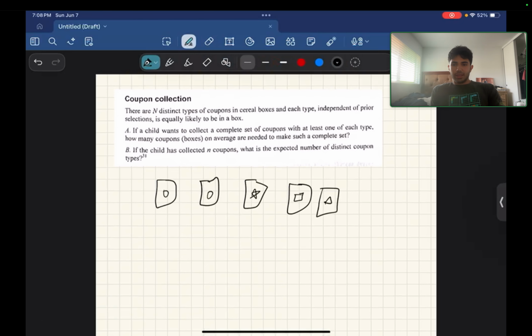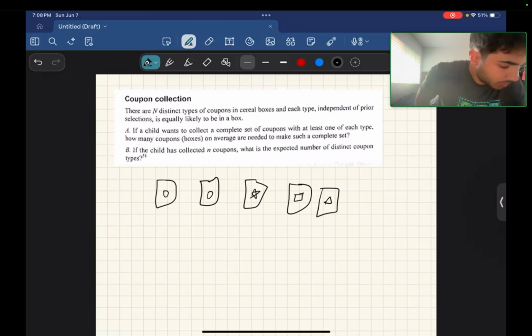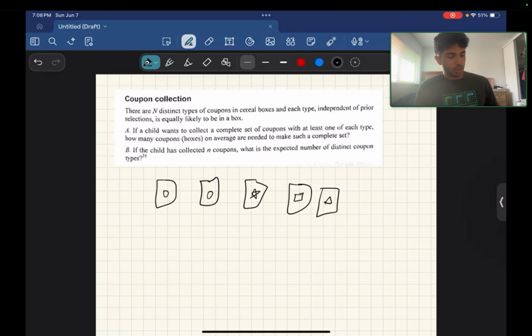Part A asks if a child wants to collect a complete set of coupons with at least one of each type, how many coupons or boxes on average are needed to make such a complete set? So saying how many boxes do we have to open to get all n types of coupons. So we're trying to find the expectation of X, how many we have to open to get all possible types.